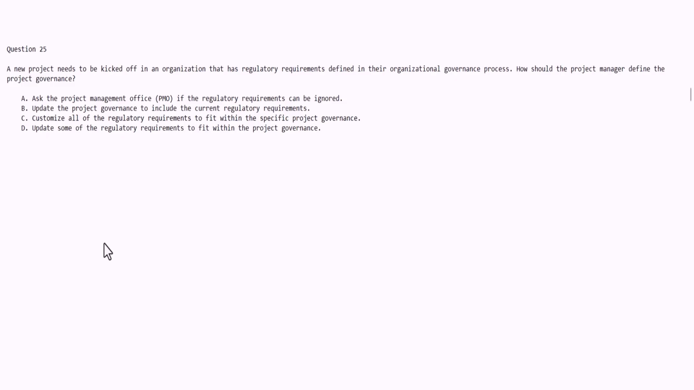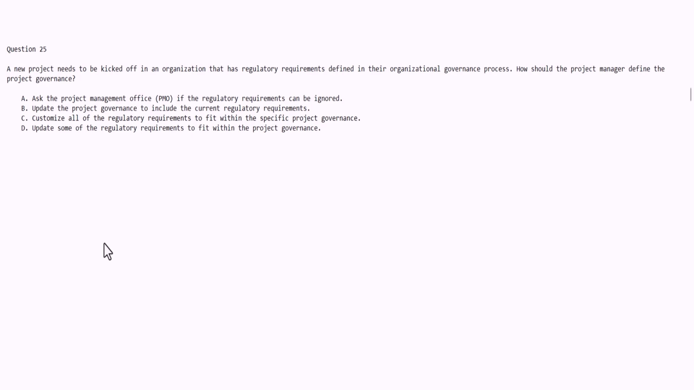Okay, so here we are with question number 25. Question number 25 states, a new project needs to be kicked off in an organization that has regulatory requirements defined by their organizational governance process. So the question is, how should the project manager define the project governance?